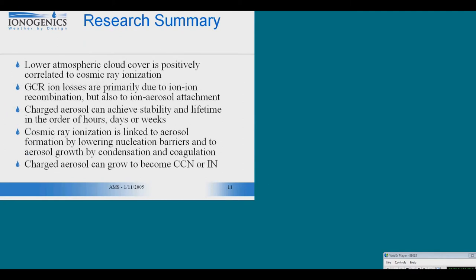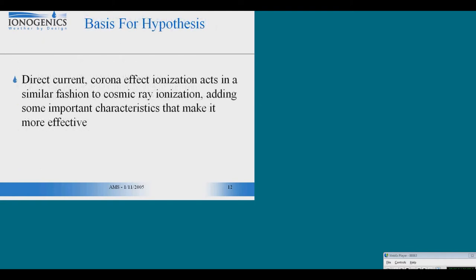So, lower cloud cover, primarily correlated to cosmic ray ionization. Ion losses, primarily due to ion-ion recombination, but some to aerosol attachment. Charged aerosols achieve stability and lifetime in the order of hours, days, or weeks. And cosmic ray ionization is linked to aerosol formation and aerosol growth. And aerosols can grow to become CCN or ice-forming nuclei.